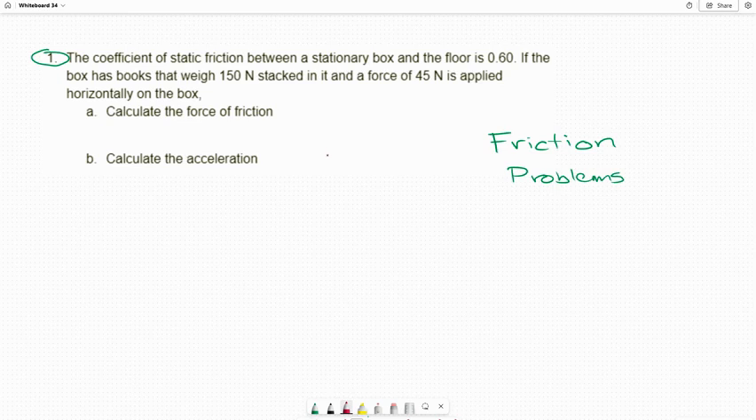All right, so let's read through this. Coefficient of static friction between a stationary box, so a stationary, non-moving box, got it. And this is static friction, so that makes sense. And the floor is 0.6. If the box has books that weigh 150 newtons stacked in it, and the force applied is 45 newtons horizontally on the box, calculate the force of friction. All right, I got a lot of information there.